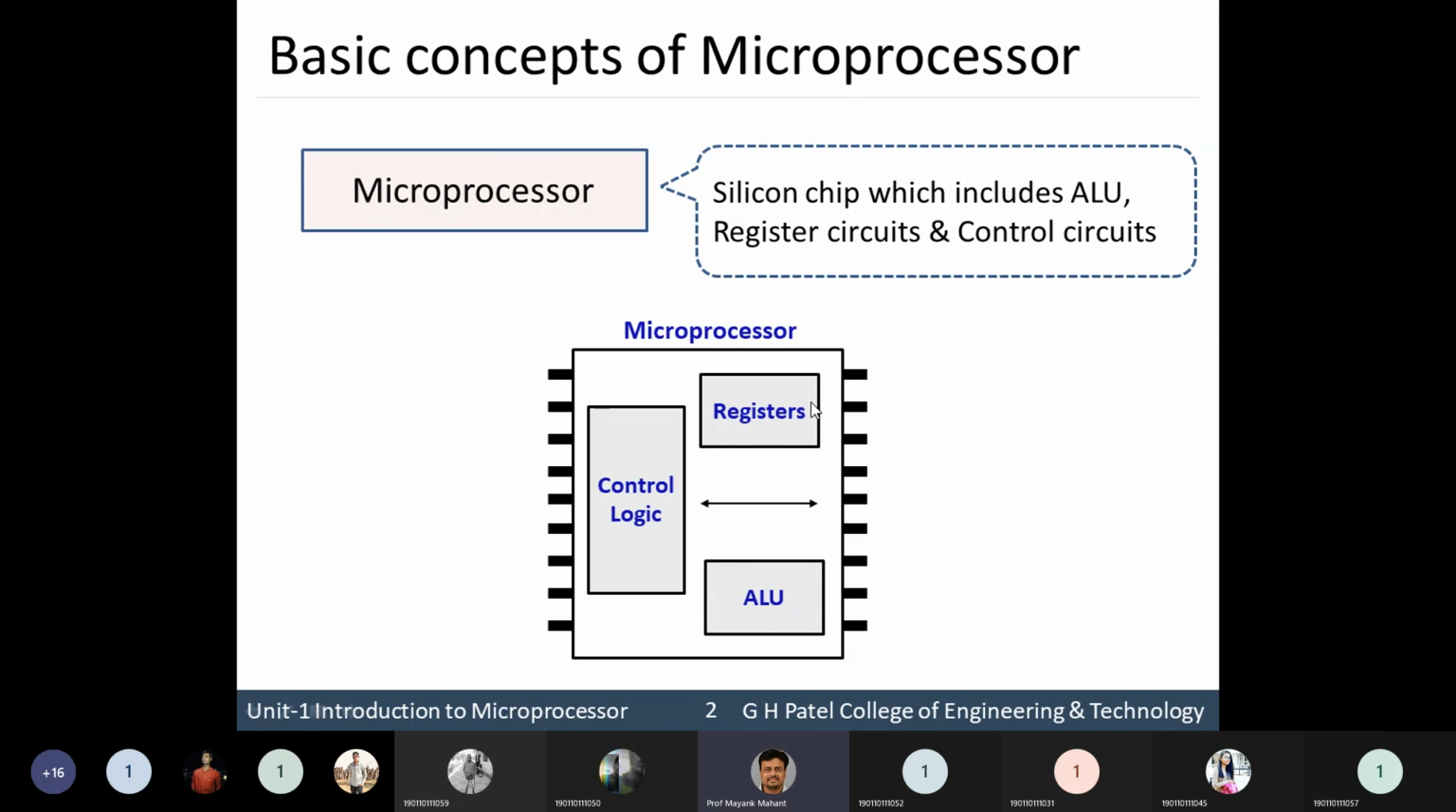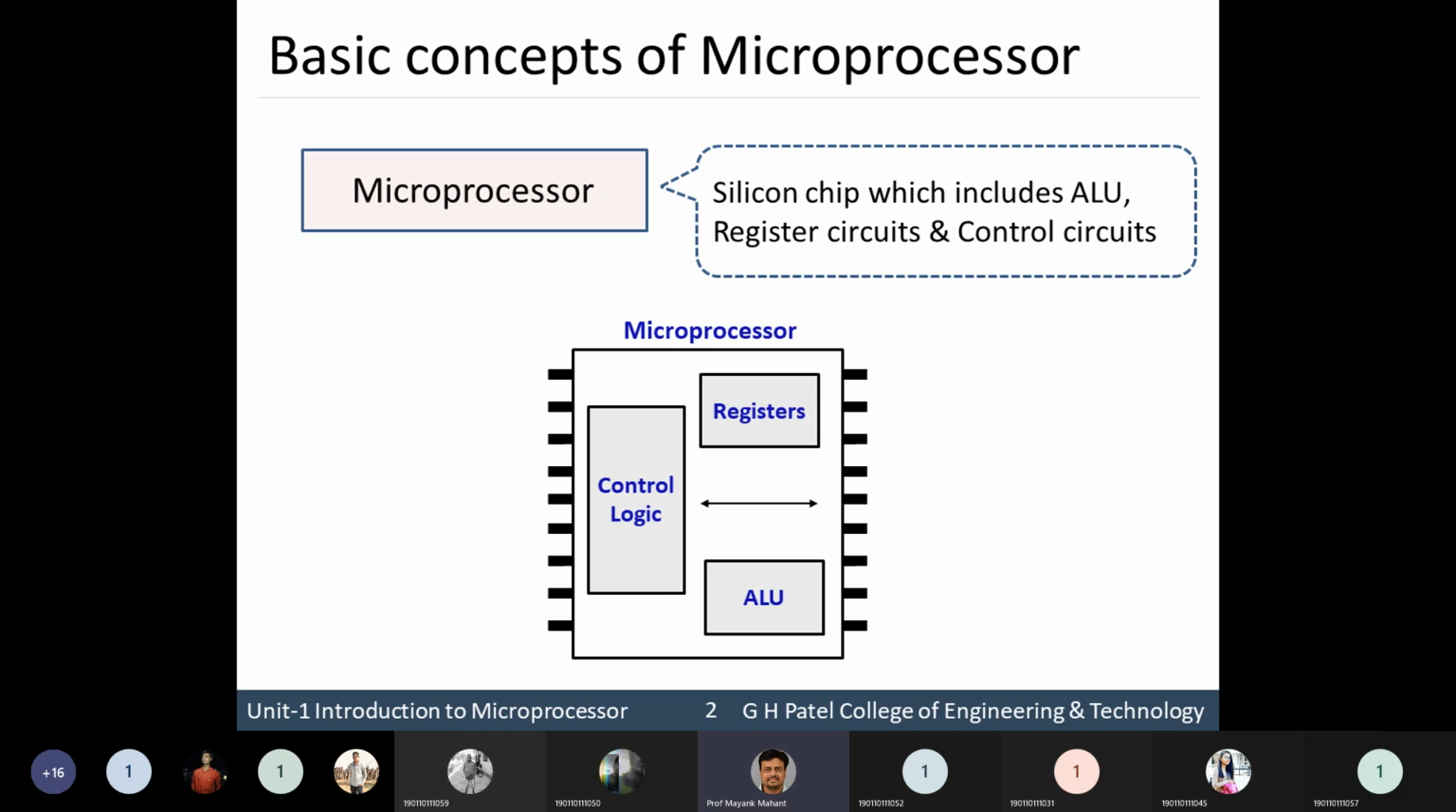This microprocessor is nothing but a chip which has external pins, and the first unit present within a microprocessor is the ALU, that is, the arithmetic and logic unit. The second component present in your microprocessor is an array of registers.